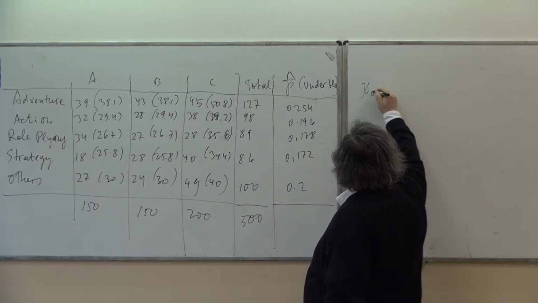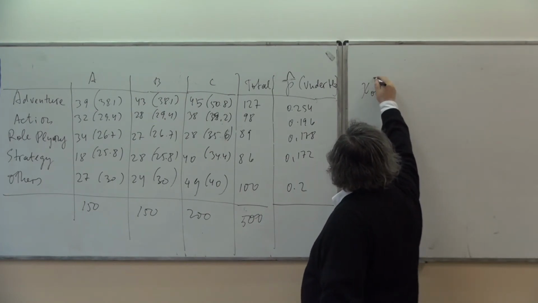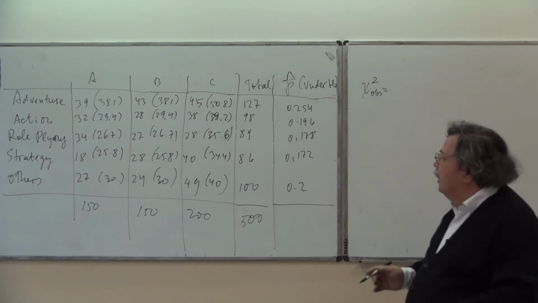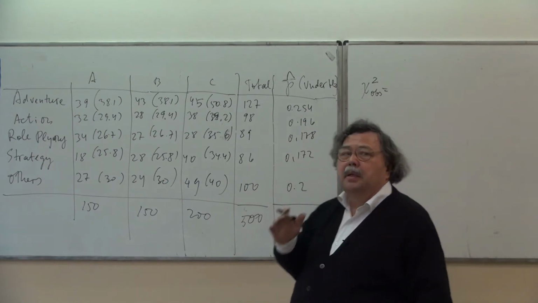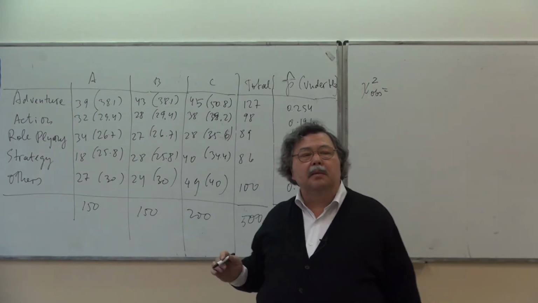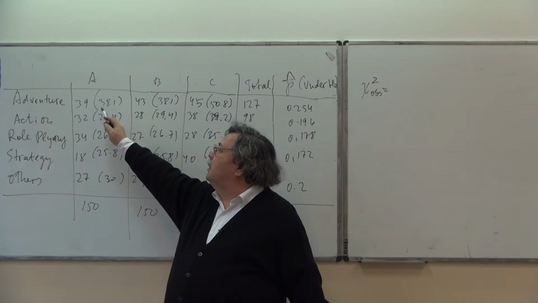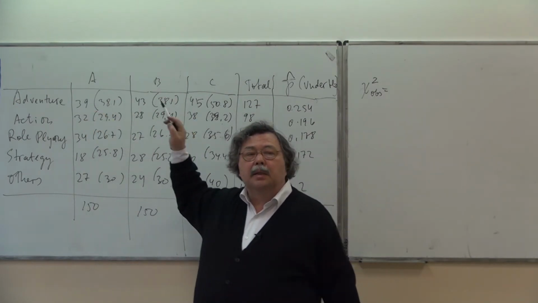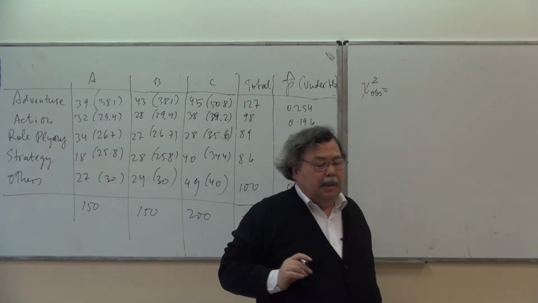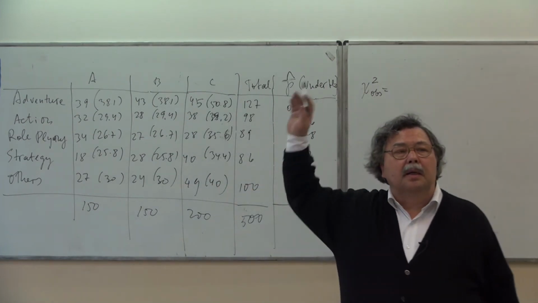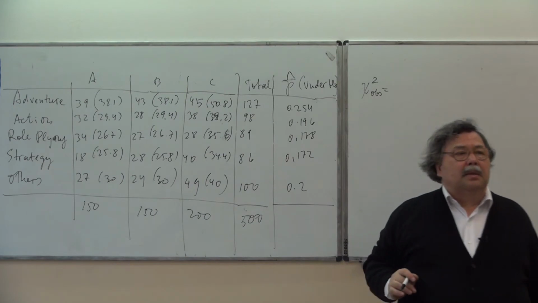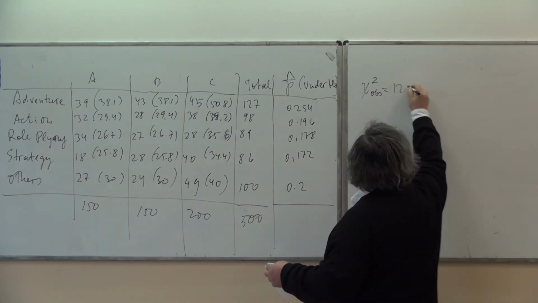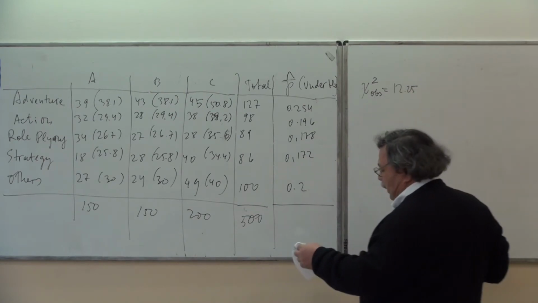Well, we're almost ready to compute the observed chi-square. Actually we already can compute this, and again, let me remind you that chi-square observed is computed by taking the difference between these two in each cell, squaring it and dividing by the expected frequency, and then summing up all these numbers over all the cells, and what we get here is 12.25.